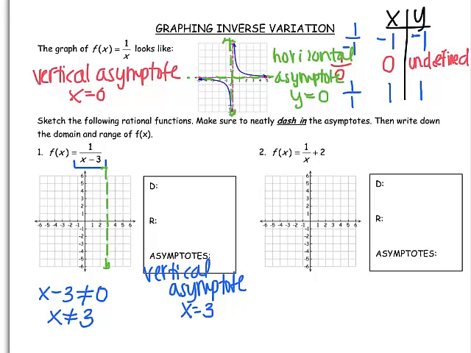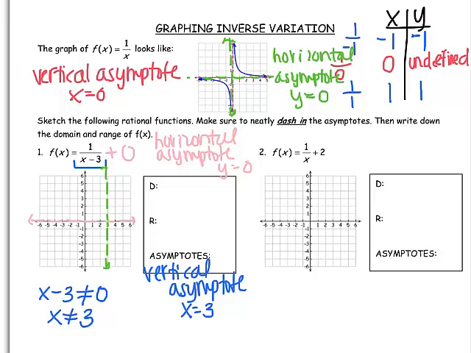Now, there's nothing on the outside of this function. We could say that that's plus 0 on the outside. So there's no shift up or down. That vertical asymptote shifts left to right, and a number on the outside is going to shift up and down. We don't have that here, so that means that our horizontal asymptote is y equals 0. That's going to get dashed in right here.